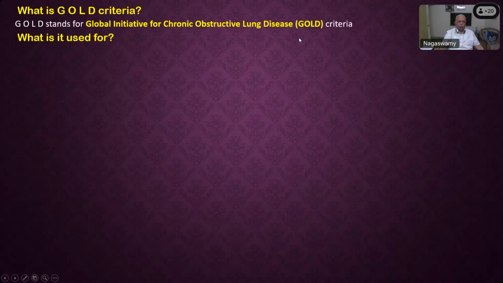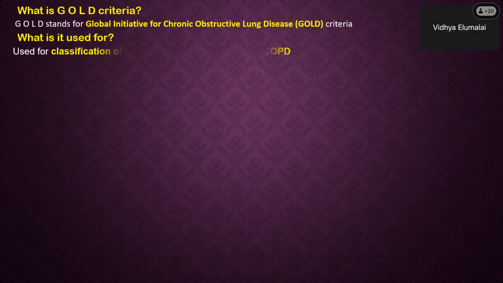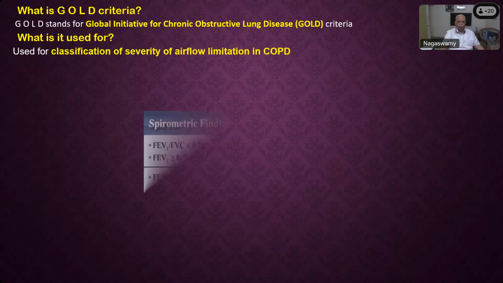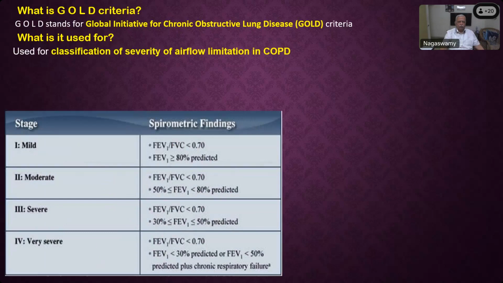So, Global Initiative for Chronic Obstructive Lung Disease, but you are taking only G from here and then running to OLD. Even if you don't remember it, remember global obstructive lung disease criteria. And what is it used for? It is an FEV1-based classification of limitation of airflow in COPD, to see spirometric grades. So you can find out mild, moderate, severe, and very severe stages.